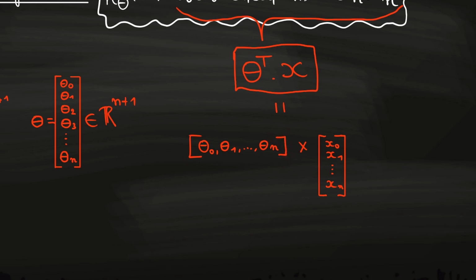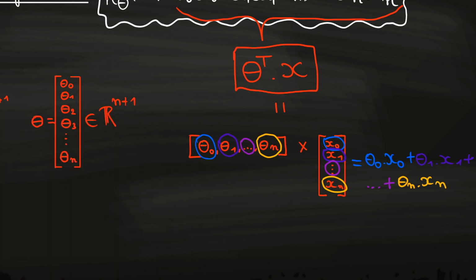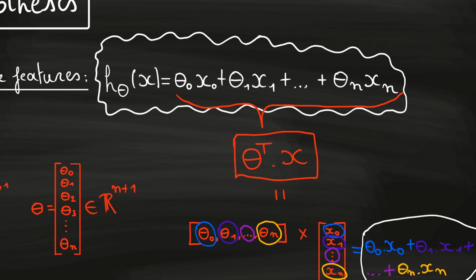If you don't understand or just need a refresher on vectors, the next video will explain the basic vector and matrix manipulations that you will need in this course. But in short, we can multiply these vectors like this. And as you see, it's exactly the same as our hypothesis.